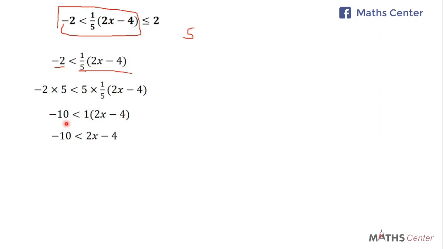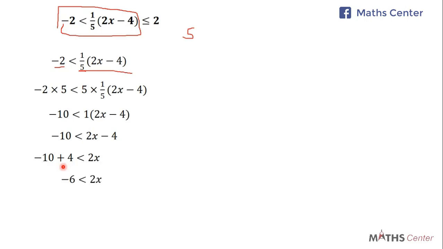So here we open the bracket. -10 is less than 1 times 2x, which gives us 2x, and 1 times -4 gives us -4. We group like terms and we simplify. 2x is already here, so I'm not going to send it over there. I'm going to take 4 from this side and send it over there. So I have -10 here. Because 4 is negative here, when it crosses to this side, it becomes positive. So I'm going to have -10 plus 4, which will give us -6.